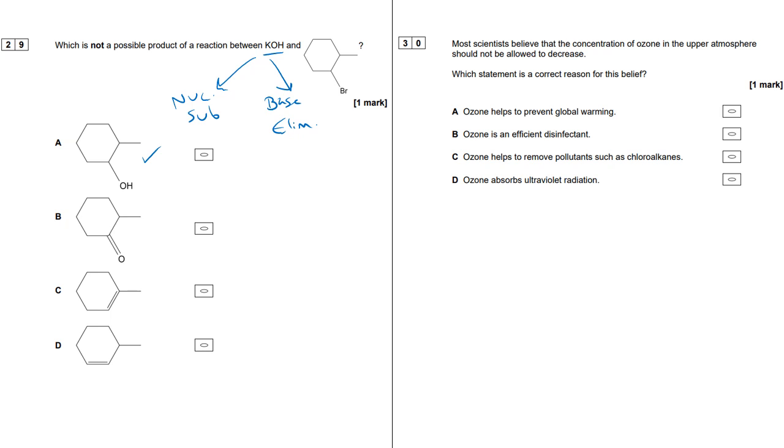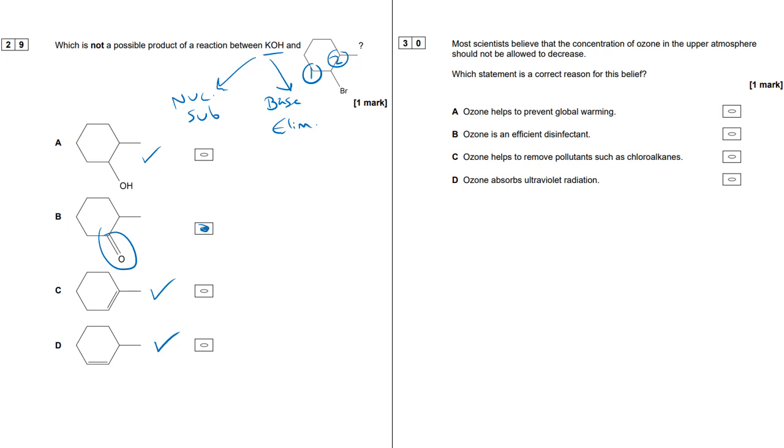If it was acting as a base, you would remove the bromine and you'd remove a hydrogen on an adjacent carbon. I'll label those 1 and 2. If the hydrogen was removed from position 1, you'd form the alkene as seen in D. If the hydrogen was removed from position 2, you would form alkene C. So the hydroxide would not cause the formation of a ketone. So B is the correct answer here.